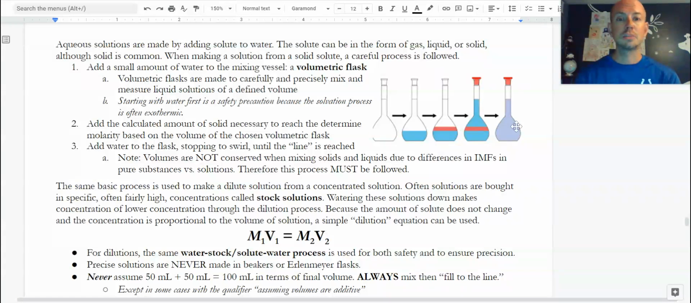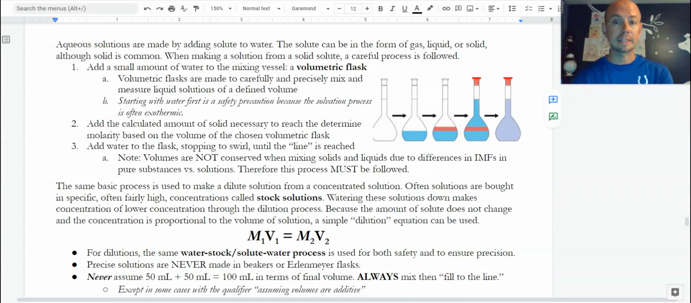There is a special piece of glassware called a volumetric flask. So it looks more or less like this, a big bulb on the bottom and a long, skinny, fairly fragile neck. It's called volumetric because it's precisely made to measure a volume to a certain degree of precision or a certain number of significant figures. So they're made to mix, they're made to measure, and it's important that we know how and when to use them.